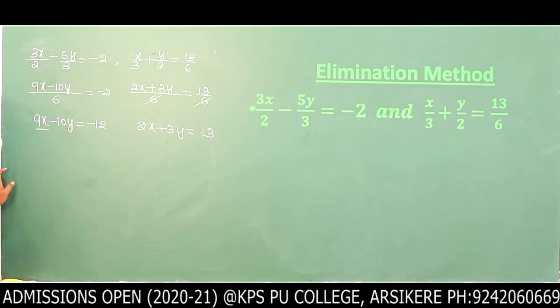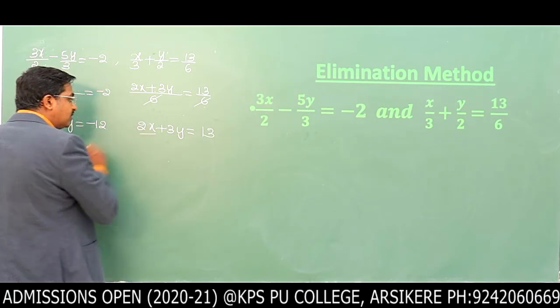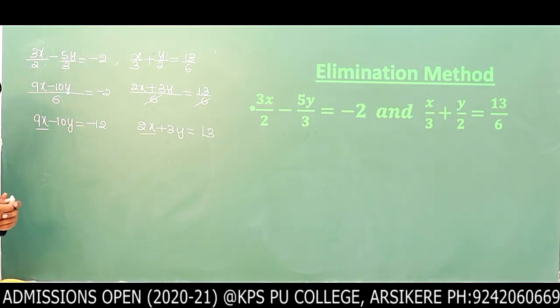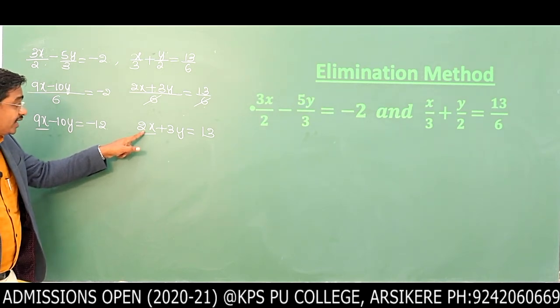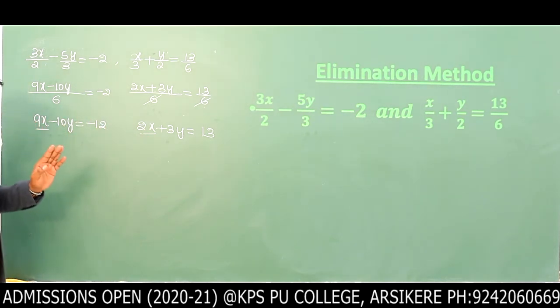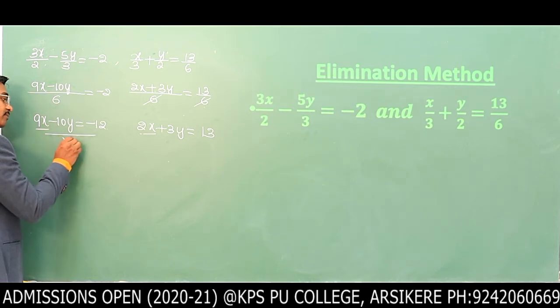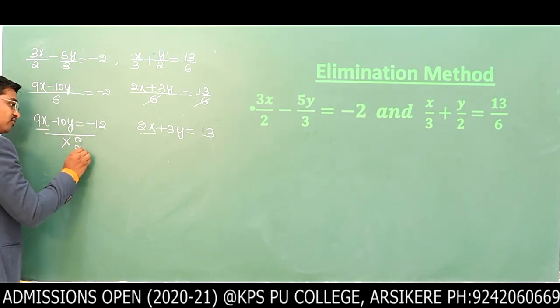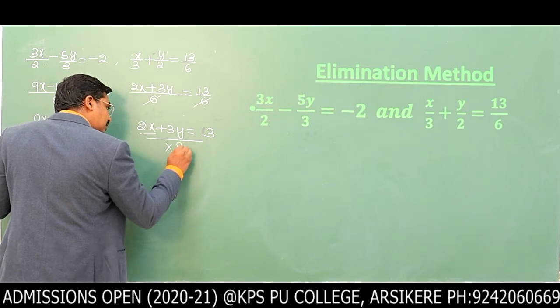I would like to cancel x here. So the coefficient of x is 9 here and the coefficient of x is 2 here. How to equate them? Multiply the first equation by 2. When multiplied by 2, 9 2s are 18, so you will be left with 18x. Similarly for the second equation, multiply by 9: 2 9s are 18, so the coefficients are equated. So multiply by 2 for the first equation, and multiply by 9 for the second equation.